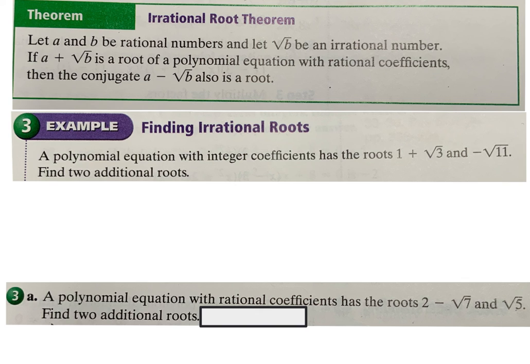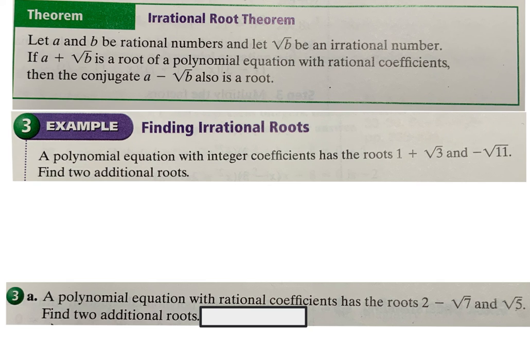So all of this verbiage here is just saying that if you have an irrational root or an irrational 0, it will have a partner that goes with it, which is its conjugate. This is all this theorem is saying. So, a polynomial equation with integer coefficients has the roots 1 plus square root of 3 and negative square root of 11. Find 2 additional roots.